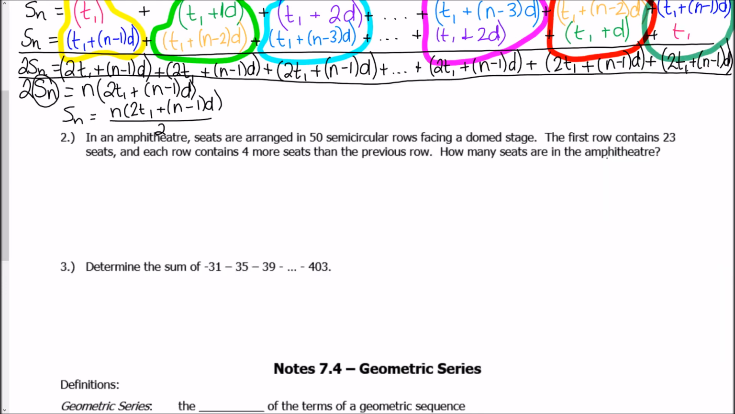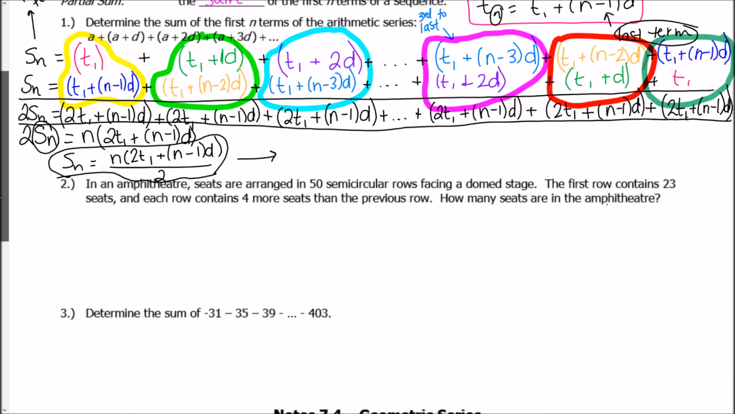Okay? So the reason why we did this is because now we have a formula that we can use to figure out what the sum of any series is going to be. So this is one way we can do it. Now, there's another way that we can do it. I just want you guys to see this really quickly.